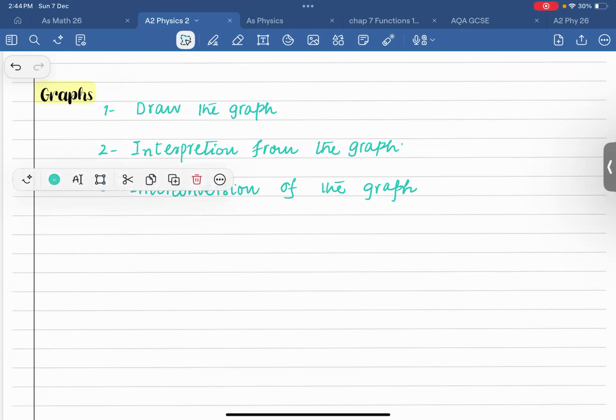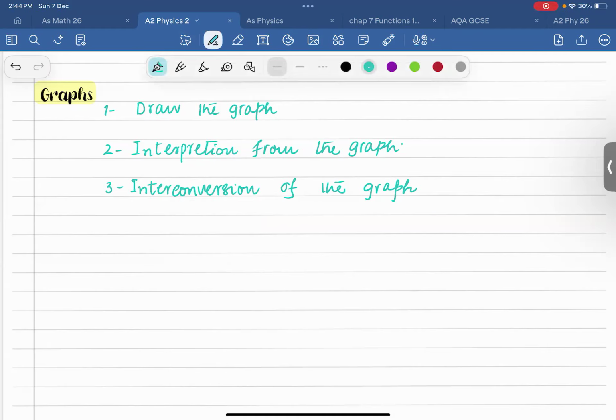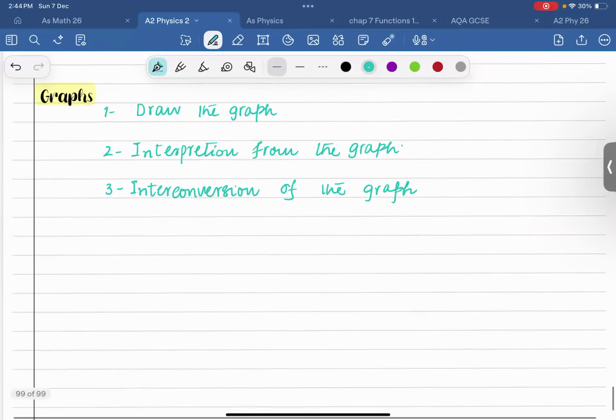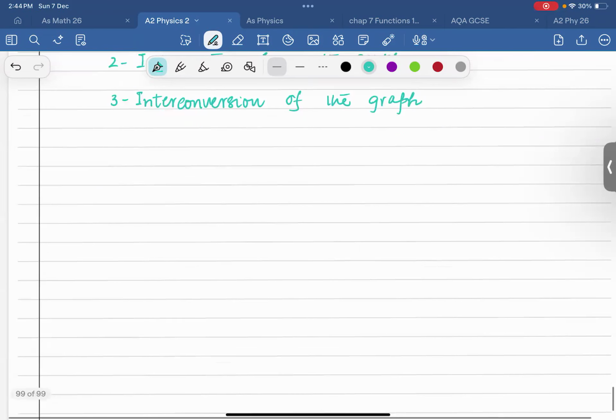So for now, the drawing of the graph is an easy concept. The interpretation from the graph and interconversion are interrelated, so we'll check both of them together. But first we have to understand two things. The first thing is the number of quantities that we need to know in order to draw the graph.